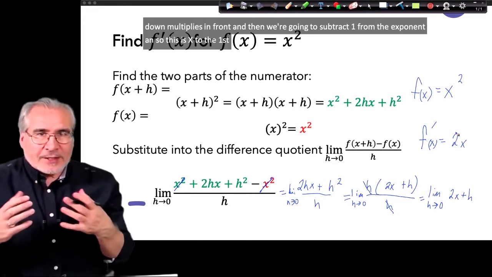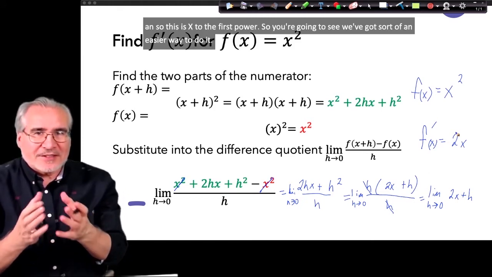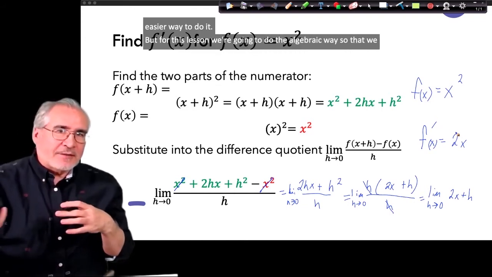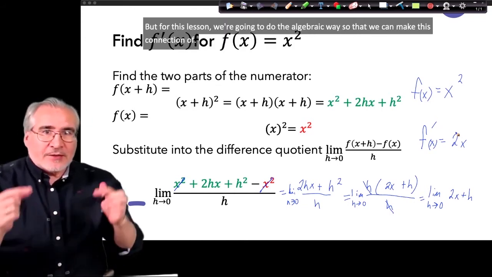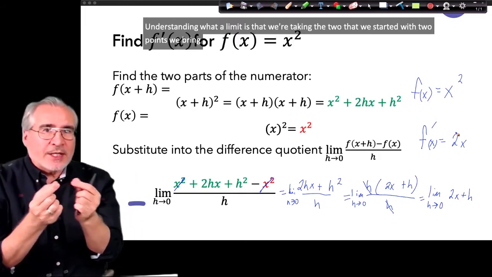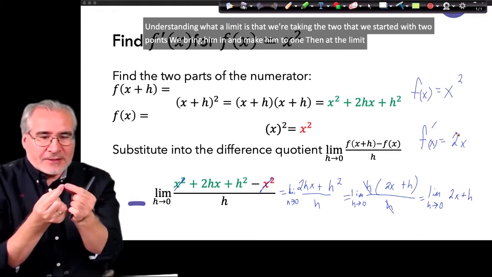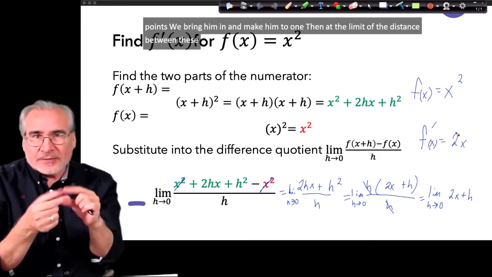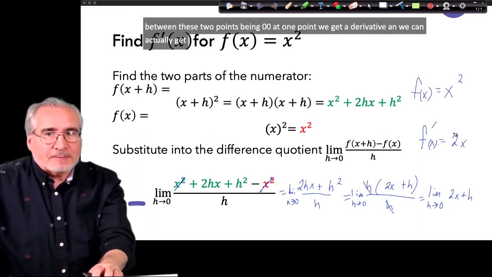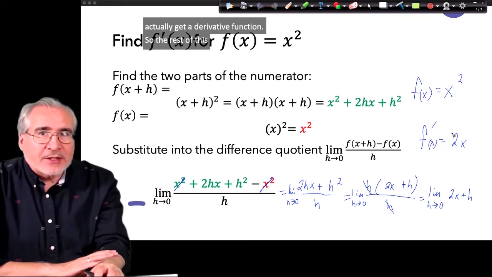So you're going to see we've got sort of an easier way to do it. But for this lesson, we're going to do the algebraic way so that we make this connection of understanding what a limit is, that we started with 2 points, we bring them in and make them 1, and then at the limit of the distance between these 2 points being 0, so at 1 point, we get a derivative, and we can actually get a derivative function. Okay, so the rest of this, that's really the lesson today.